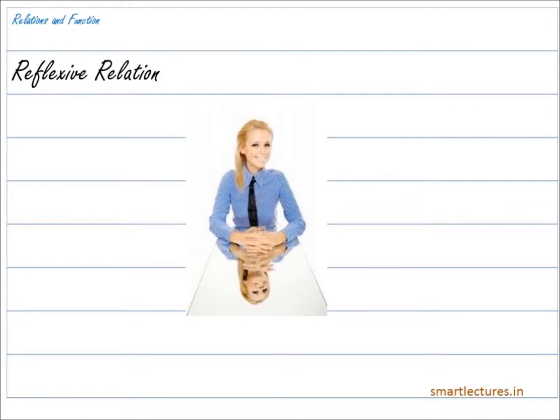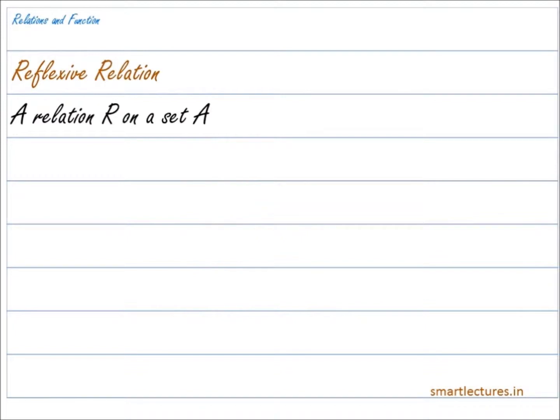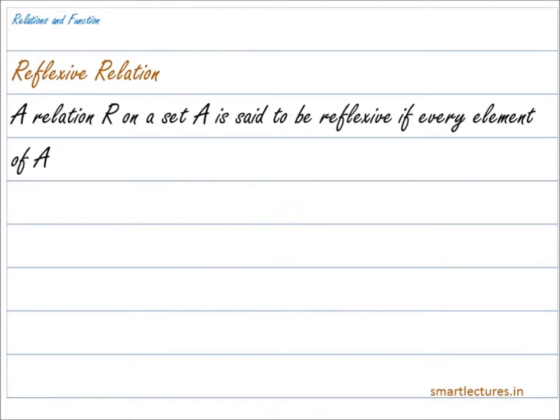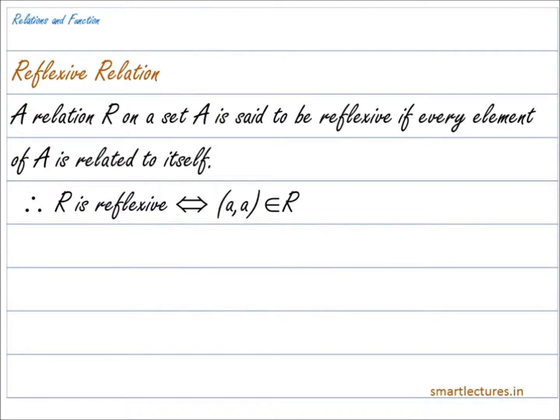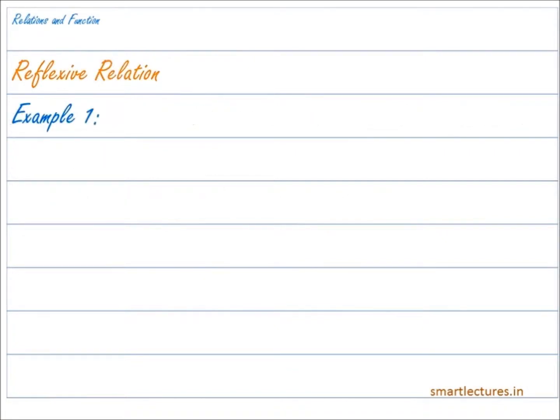So, a relation R on a set A is said to be reflexive if every element of A is related to itself. Hence, R is reflexive if and only if the pair (a, a) belongs to R for all a which belongs to set A. Now, let's try to understand reflexive relation with an example.